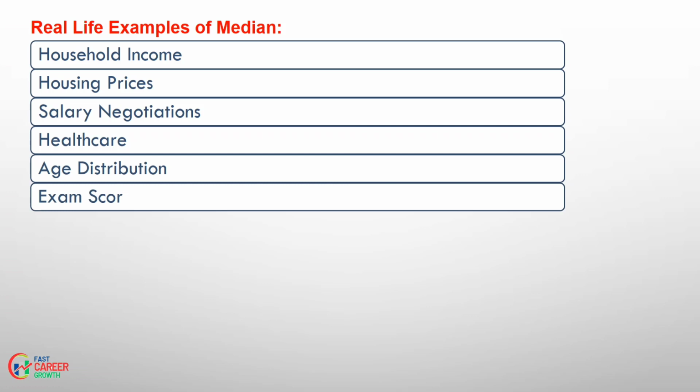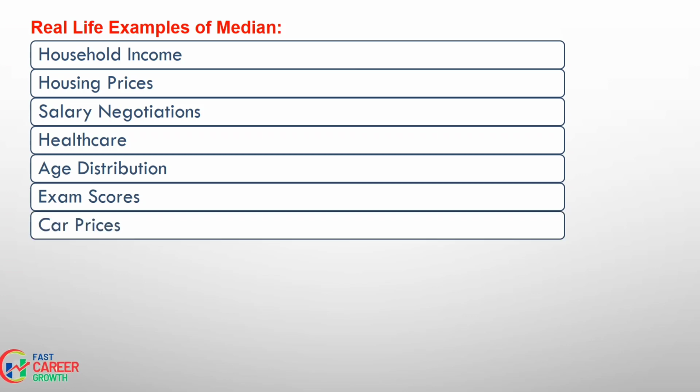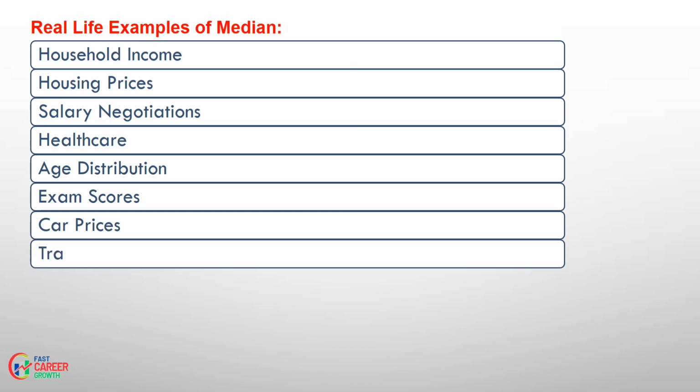Exam scores. In education, the median exam score can show the middle performance of a group of students, which may be less affected by outliers than the mean. Car prices. The median price for a certain make and model of a car can indicate the typical cost of that car, helping consumers make informed decisions. Travel times. The median travel time between two locations on a daily commute can provide a realistic expectation for the typical duration of the journey.